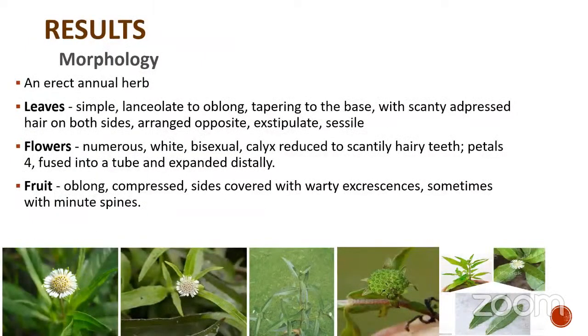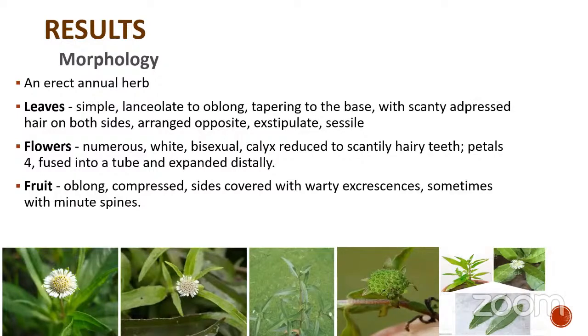So these are the results that we have found from the Unani classicals. Unani classical texts mention Bhangra as an annual herb that grows up to a handful tall or sometimes even shorter.